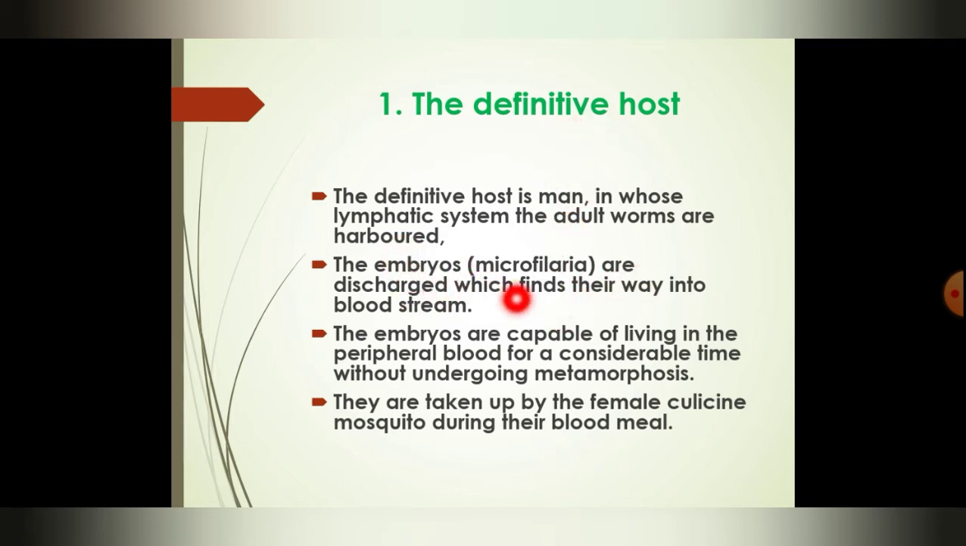Then the embryos, which are called microfilaria, micro meaning small forms, are discharged and find their way into the bloodstream. From the lymphatic system they reach the bloodstream. The embryos are capable of living in the peripheral blood for a considerable time without undergoing metamorphosis. So for the larger part of its life cycle, it will be in the form of a microfilaria.